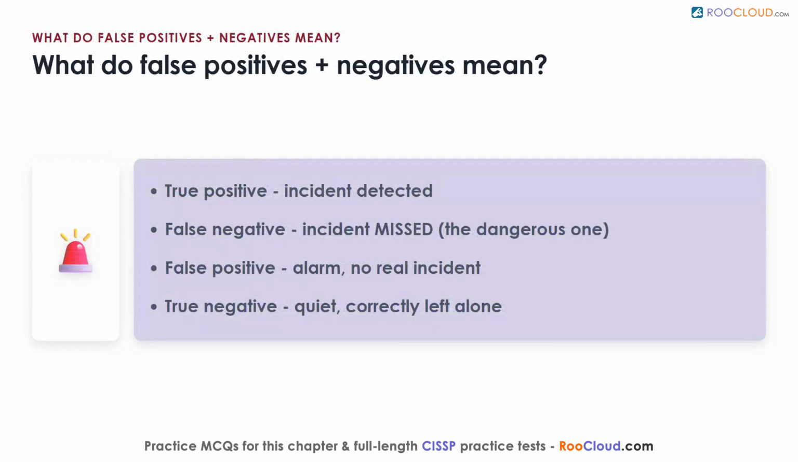What do false positives and false negatives really mean? Picture just two facts. Either an incident happened or it did not, and either the system detected something or it did not. That gives 4 outcomes. A true positive is an incident that the system correctly detects. A false negative is an incident that slips by undetected, which is the dangerous one. A false positive is an alarm with no real incident behind it, which wastes time and erodes trust. And a true negative is a quiet moment correctly left alone. The same grid applies elsewhere, like a biometric system that should accept the real user and reject an imposter.